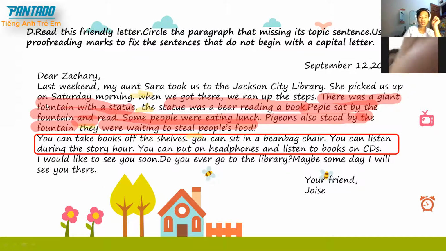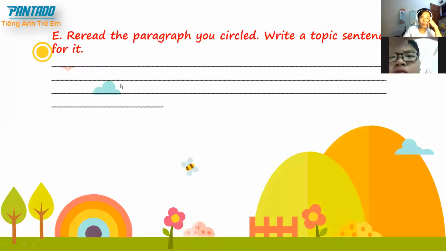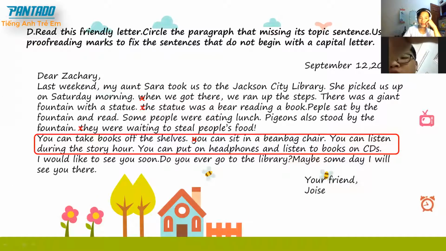Okay. Yes. In paragraph one, the topic sentence is, last weekend, my Aunt Sarah took us to the Jackson City Library. And some words that do not have a capital letter are when, they and you. Right? Yes. Okay. So any new word here? No. All right. Now let's reread the paragraph you circled and write the topic sentence for it.